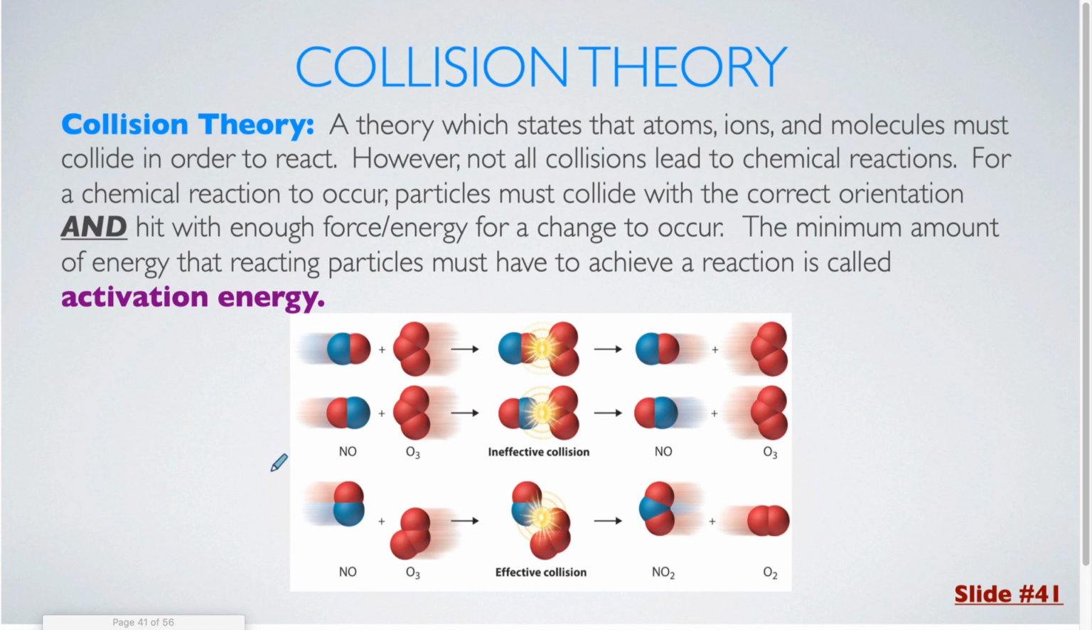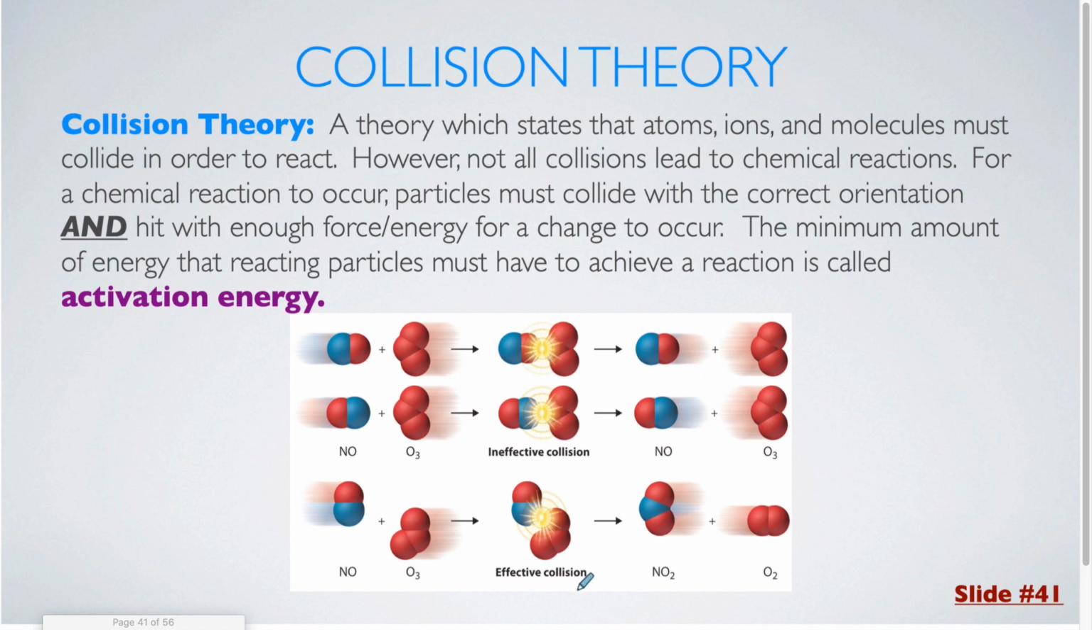In our picture below, we have nitrogen monoxide and ozone reacting in a few different ways. On the top, we have ineffective collisions. So this could be instances where the activation energy was too high based on the energy that is actually present, or the molecules could not have the right orientation when they collide, so they just bounce off of one another.